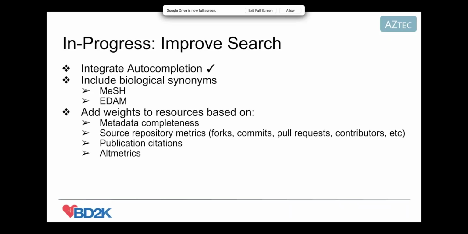Also, if they're using GitHub to track releases, more recent releases show that the tool is well maintained, and therefore more likely to be bug free and more useful to the community. So more recent releases will also increase the weight, and then publication citations and altmetrics. Altmetrics gauge the number of mentions in blog posts, Twitter, news articles, etc.